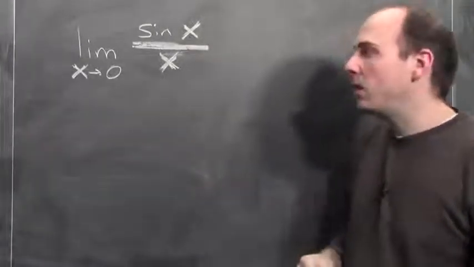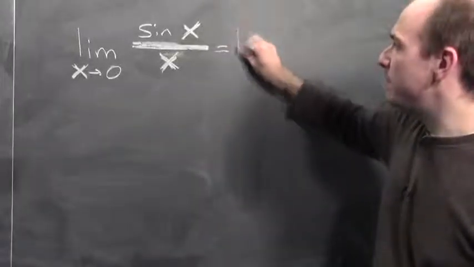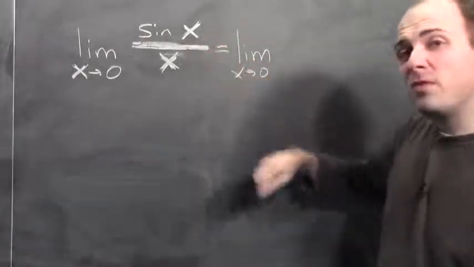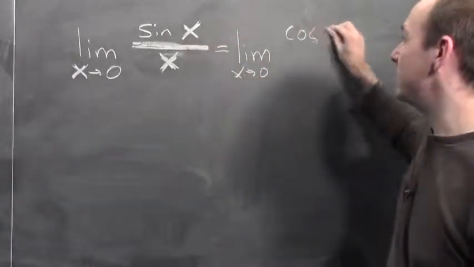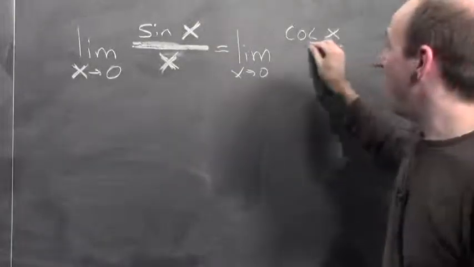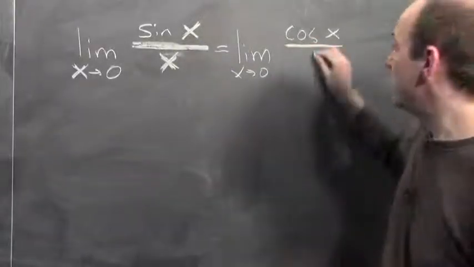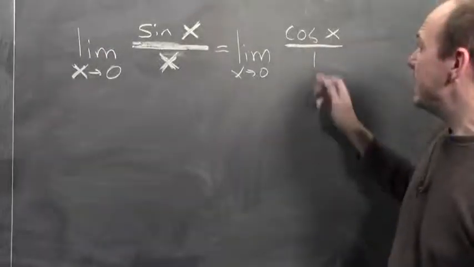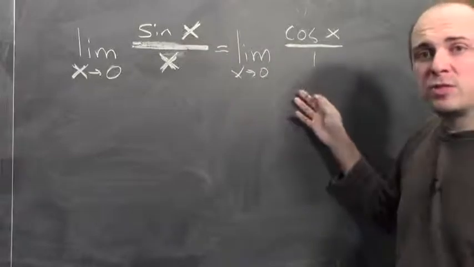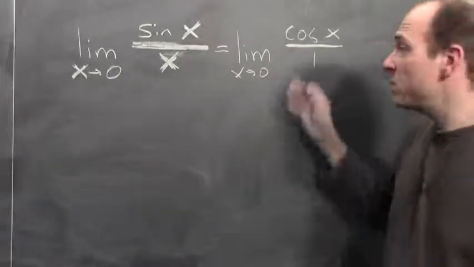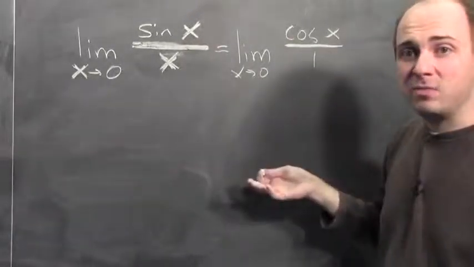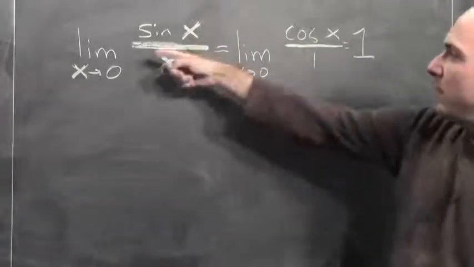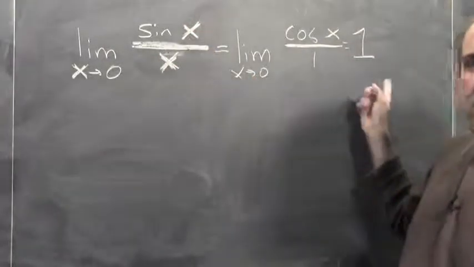So we try using L'Hôpital. L'Hôpital tells us that this limit is equal to the limit as x approaches 0 of the derivative of the numerator, which is cosine x, over the derivative of the denominator, which is 1. Now this limit is quite a bit easier to do, right? This is really just the limit of cosine x as x approaches 0. Cosine's continuous, so this is just the value of cosine at 0, which is 1. And yeah, the limit of sine x over x as x approaches 0 is in fact 1.